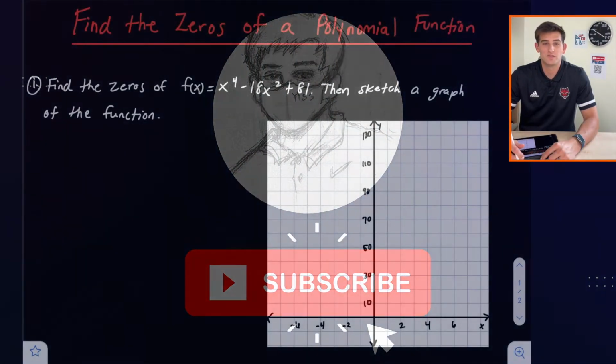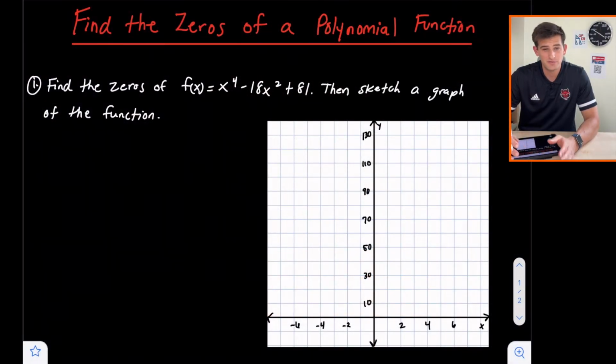Hello everyone, in this video I want to talk about how we can find the zeros of a polynomial function and then also sketch a graph of that function. So we're going to look at one example. It says find the zeros of f of x equals x to the fourth minus 18x squared plus 81, then sketch a graph of the function.